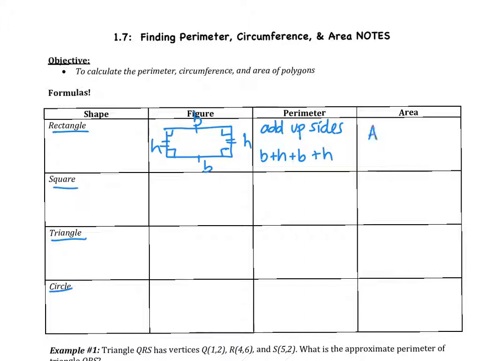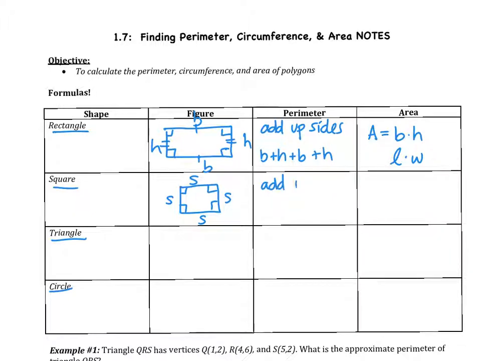If we're talking about area, it is going to be base times height. You might also see it written as length times width. That is the same. Now a square, our next shape, is a specific kind of rectangle. It still has 4 right angles like a rectangle does, but all of the sides are the same. I normally call each side S.